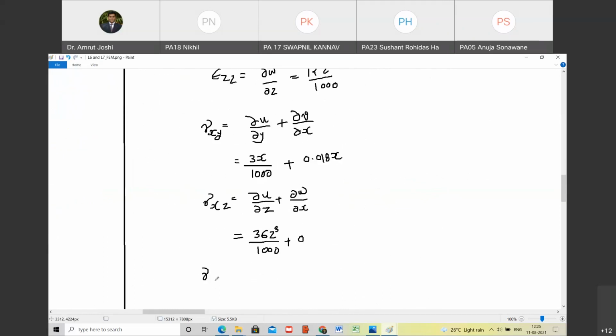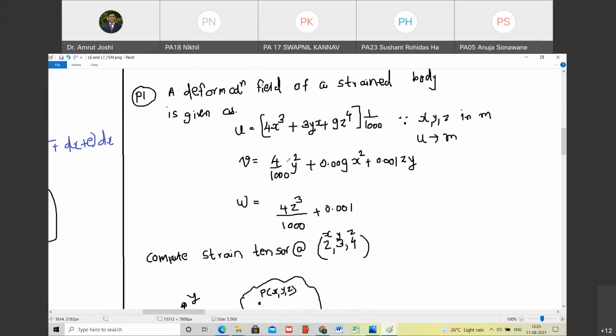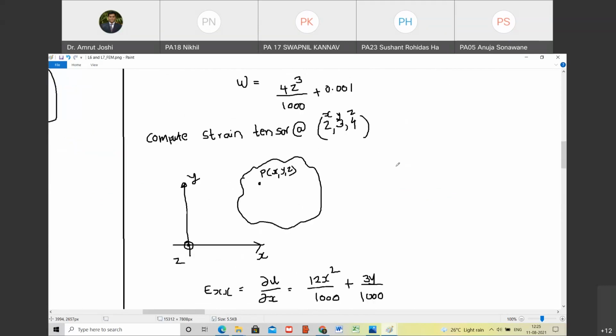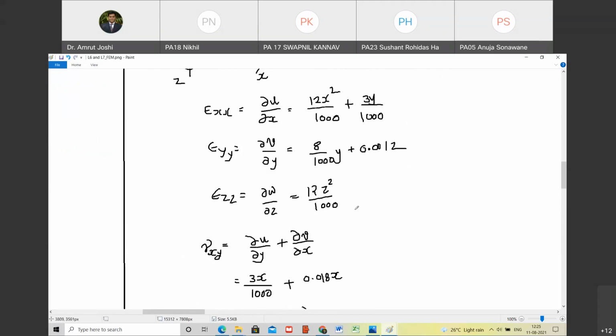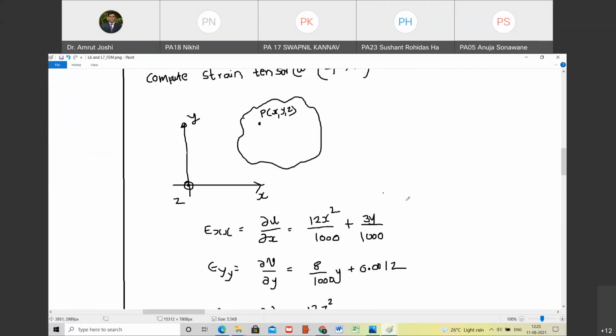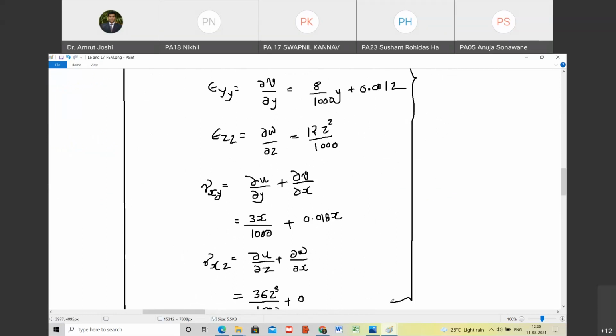What is gamma yz? ∂v/∂z plus ∂w/∂y. What is ∂v/∂z? 0.001 y, right? Yes. That term is 0, plus 0. Now, these are the components of strain. All the components of strain have been identified here.